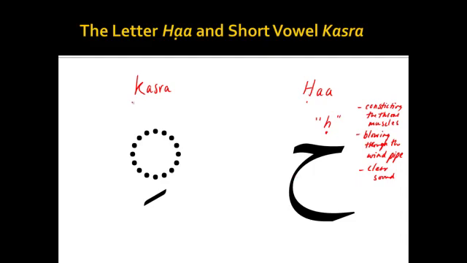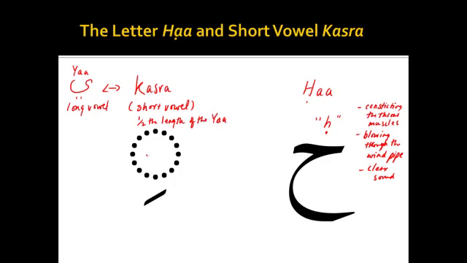Now let's look at the kasra. And the kasra is a short vowel, as opposed to, as you remember, the long vowel. And what's the long vowel that corresponds to the kasra? Well, it's the ya that we had in the last lesson. And the kasra is half the length of the ya. So if the ya is a long e sound, then the kasra is a short e sound.